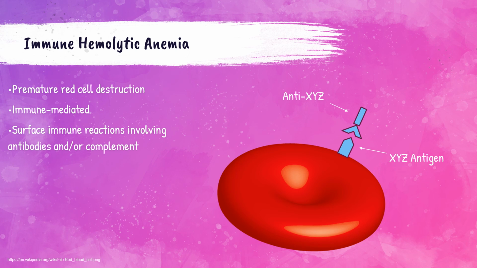Now, when we talk about immune hemolytic anemias and differentiate between them, it is why that antibody forms. So what caused the antibody towards, in this case, this XYZ antigen to form? This is what we're going to be discussing in this lecture.